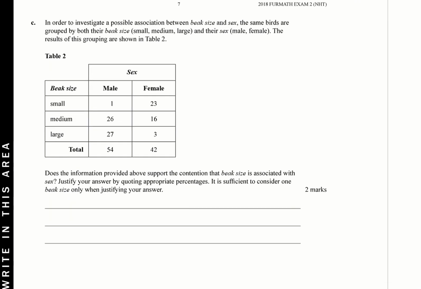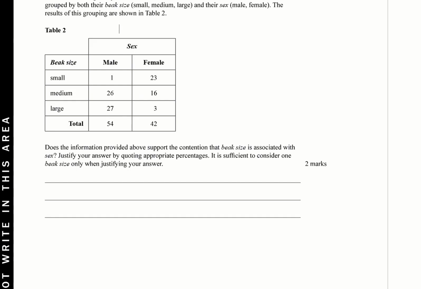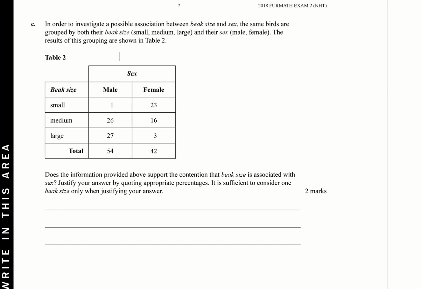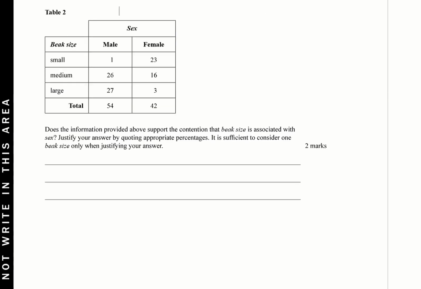All right. In order to investigate the possible association between beak size and sex, the same birds are grouped by their beak size, again small, medium, large, and their sex, so whether they're male or female. And the groupings are shown here in table 2. All right. So we've got a beak size here, so for example, 1, 23. Next: does the information provided above support the contention that beak size is associated with sex? Justify your answer by quoting appropriate percentages.